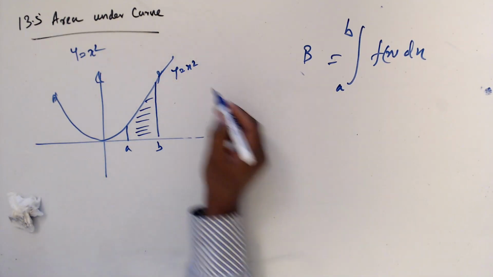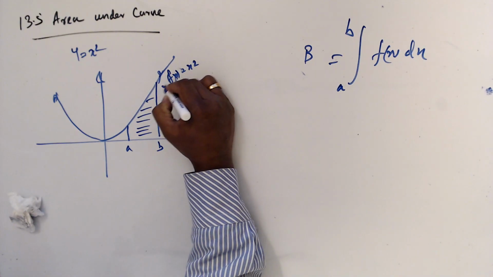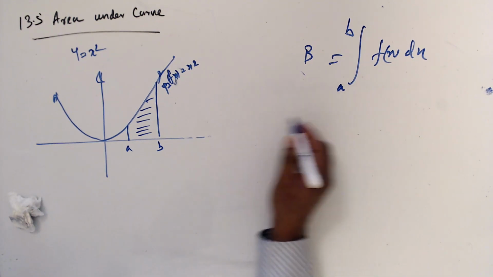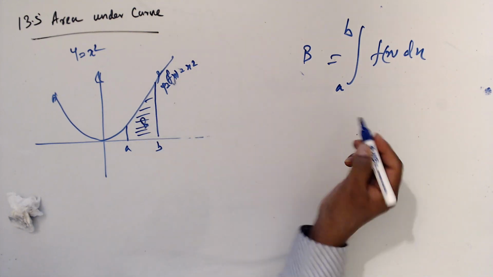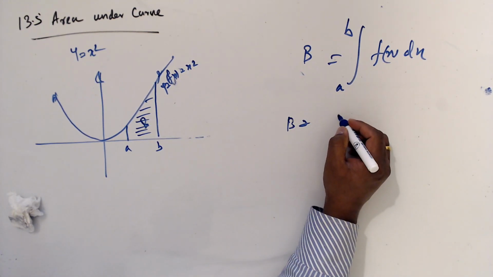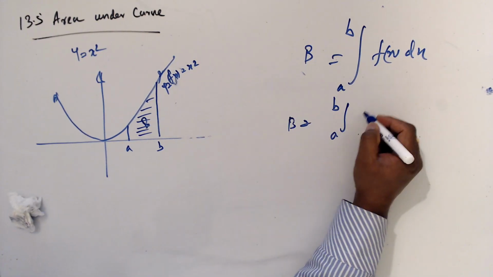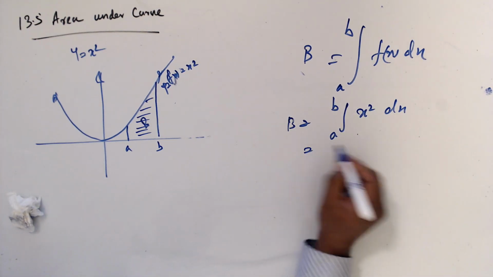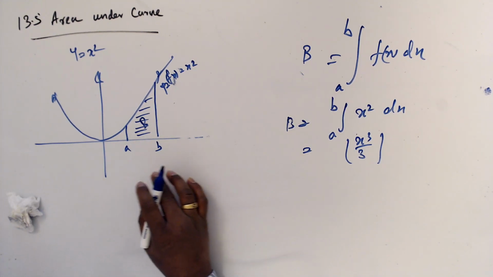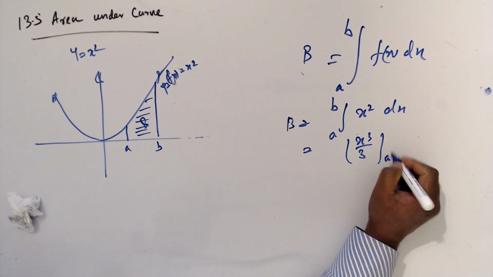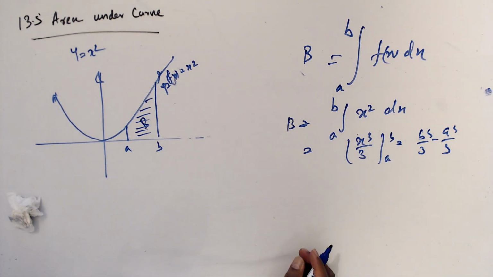y equals x square, or f(x). y equals f(x) equals x square. Now this area, I will take, okay, B, this area. B is the integral from A to B of f(x). Now what is f(x)? x square dx. Then x cube over 3, from A to B. It means B cube over 3 minus A cube over 3.